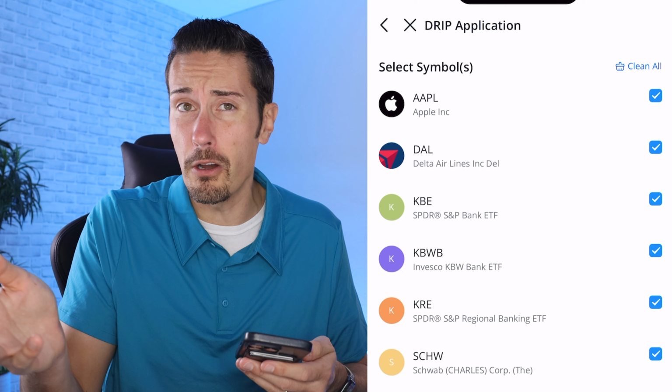Finally, Webull offers DRIP. No, not that kind of drip. I'm talking about Dividend Reinvestment Program. That's what DRIP stands for. Reinvesting your dividends can be powerful in your wealth building journey. Oh, it's the real deal.